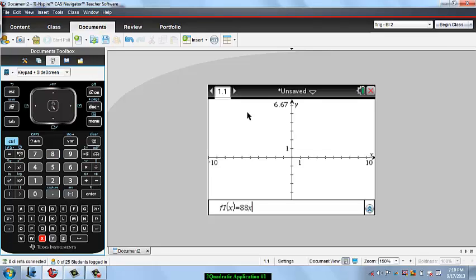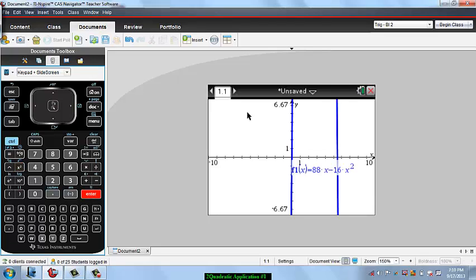88x minus 16x squared. Don't use the t. Use x's when you're graphing this, please, or else it won't work. I'm going to hit enter, and you'll see it looks weird. You'll see it's coming down in quadrant 4, and I can't see the top where it turns. So we're going to play with the window.